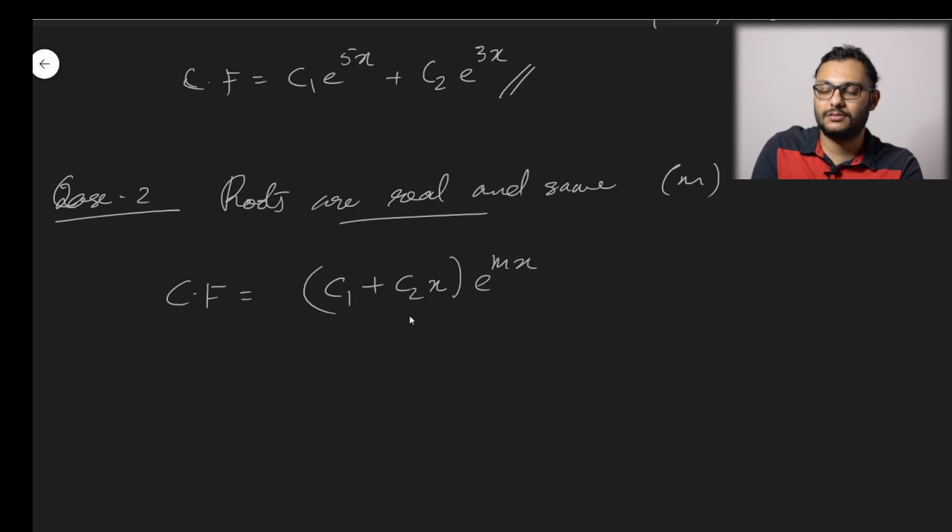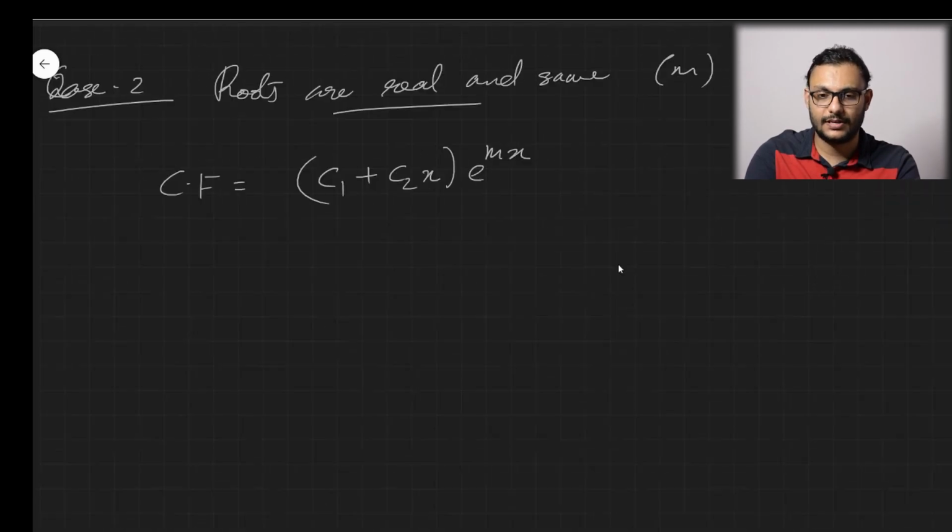Keep in mind that the second constant term involves an x term. Okay, this is not c1 plus c2 into e raised to mx, but it is (c1 plus c2x) the whole into e raised to mx. Now let us check an example.